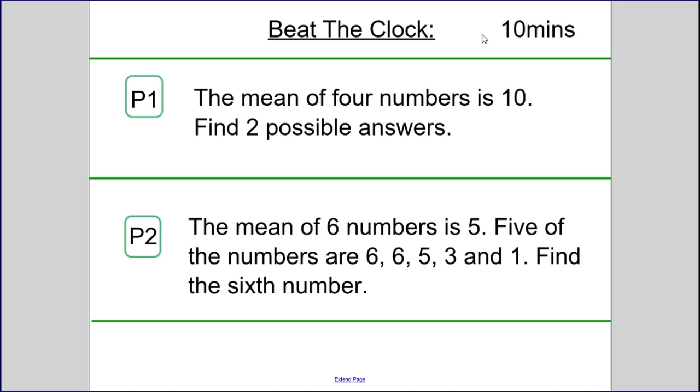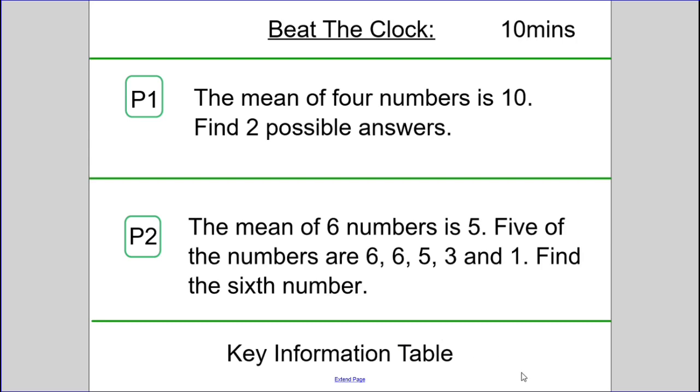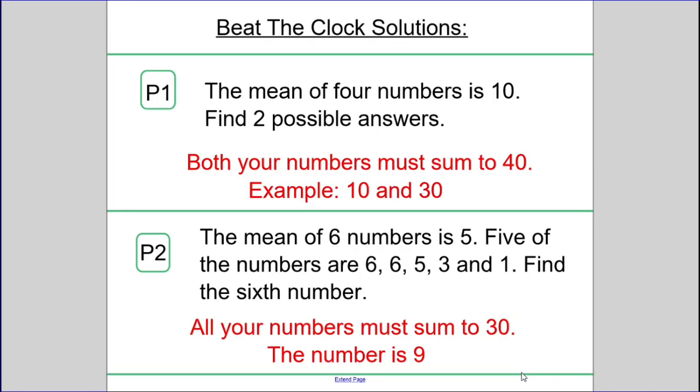If you've forgotten the steps and you cannot do it from memory, you can use the help of a key information table, and you can go flick back in the questions that we've done together to find them, or you can flick back through your notes when you took a note of this as well. Solutions, make sure that you self-assess your work.